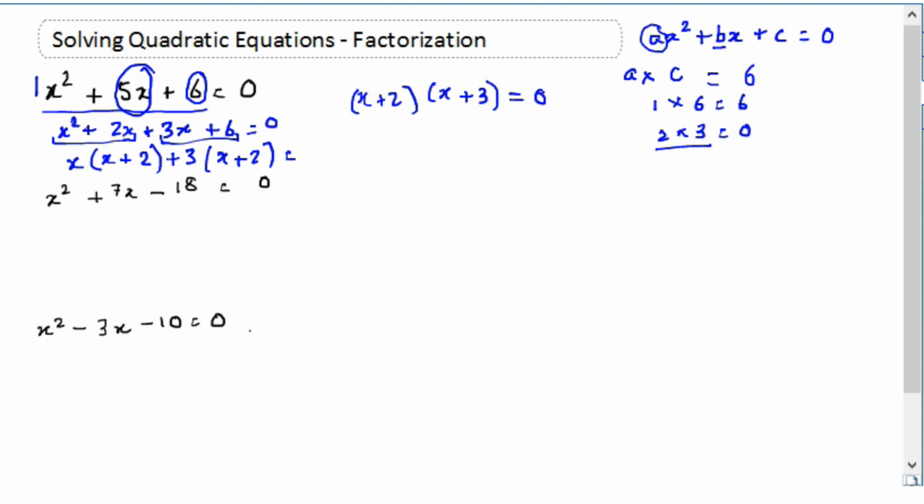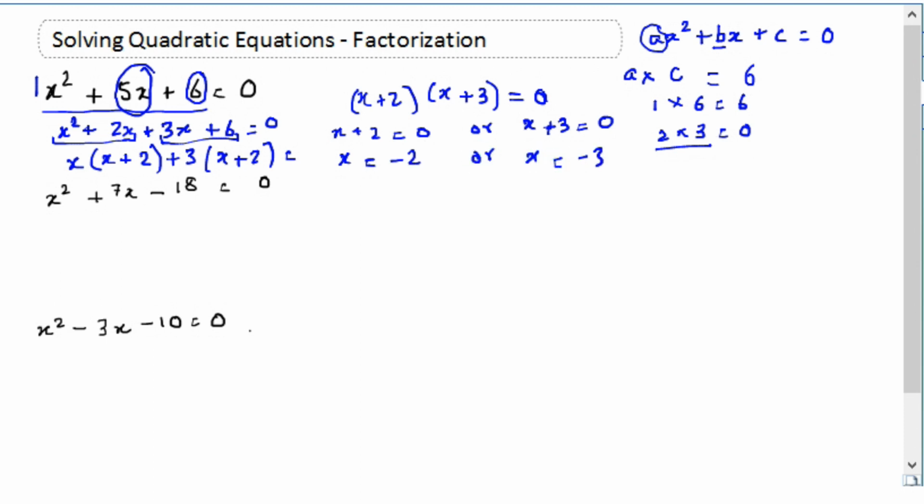Now if the product of these 2 numbers is 0, that means either x plus 2 is equal to 0, or x plus 3 is equal to 0, because that's the only way we can get 0 as the product of 2 numbers. Now subtracting 2 from both sides of the equation, we get x is equal to negative 2 or x is equal to negative 3.